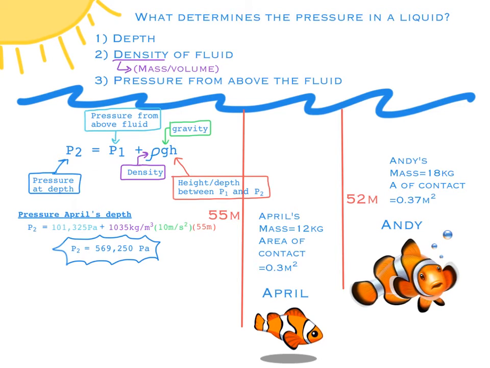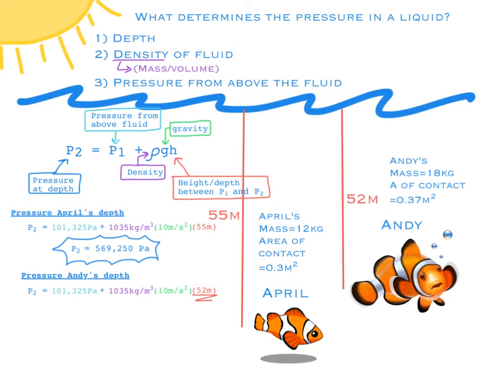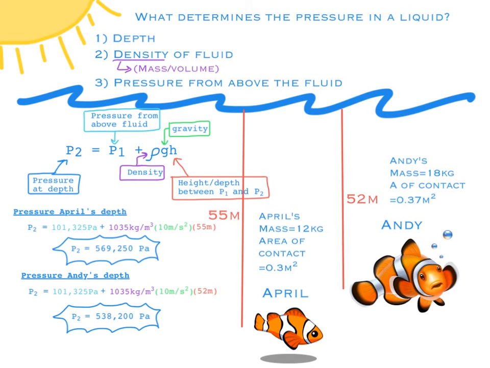All right, let's check it out. Hopefully you got it correct. So Andy's pressure at Andy's depth. We're going to use the same exact formula, obviously, and the only thing that changes is actually the height, because it's the same air, same atmospheric pressure, the same density of water, because they're in the same water. Gravity doesn't change, and the only thing that changes is the height. So it's going to look exactly the same except for the 52, and you should have gotten 538,200 pascals.